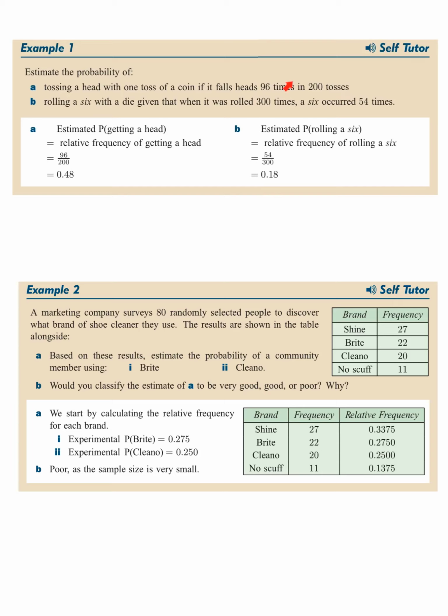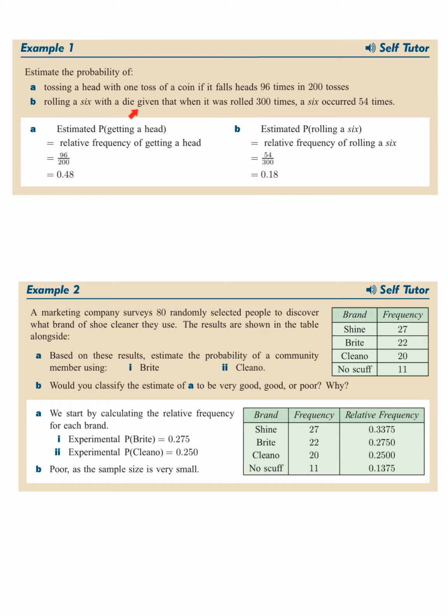Well, it's just 96 divided by 200. That's the relative frequency of getting a head, 96 on 200. It fell on head, so you got a head 96 times, but you threw it 200. So the relative frequency of getting a head is 96 on 200, which is 0.48.